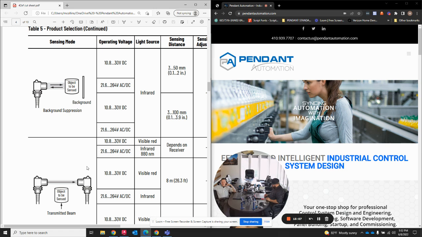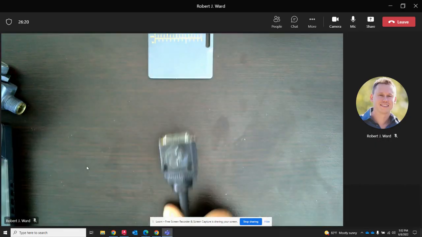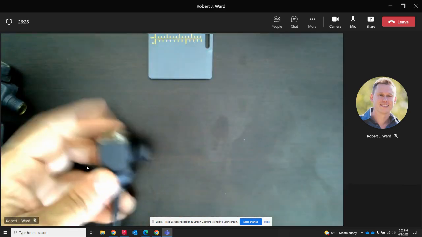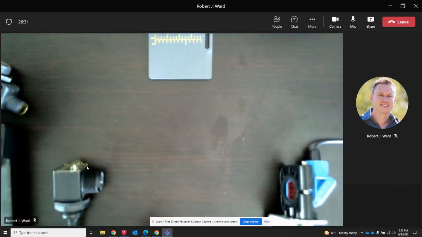And personally, in the past I've always used through beams when I wanted more precise control on something, and that's not always the exact reason. The other reason is distance. They can shoot much farther than a standard background suppression, diffused, or reflected photo eye. Absolutely. Instead of both the emitter and the receiver being housed in the same unit, both are housed in separate units. So you have the light being transmitted from one, which has 24 volts, and then the receiver.